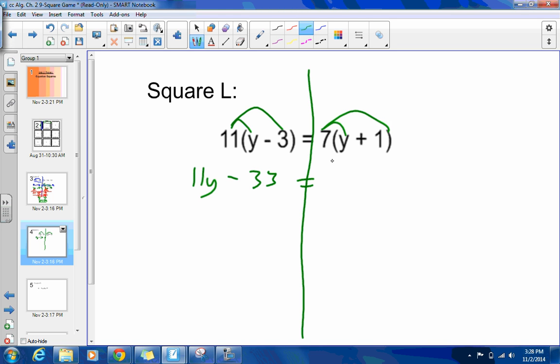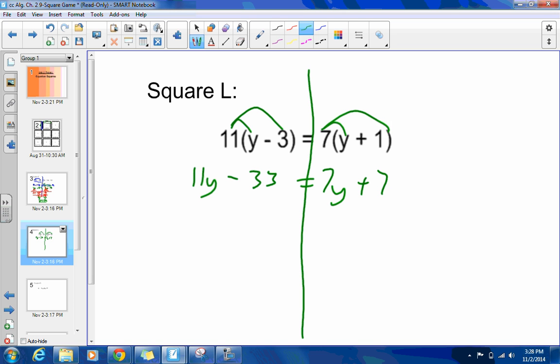That is equal to, if we distribute, 7 times y is 7y, plus 7 times 1, which is 7. And now we're down to an equation with no more distributing. There are no like terms that we can combine. We just have to get all the variable terms to one side and all of the constant terms, the plain number terms, to the other, so we can solve.